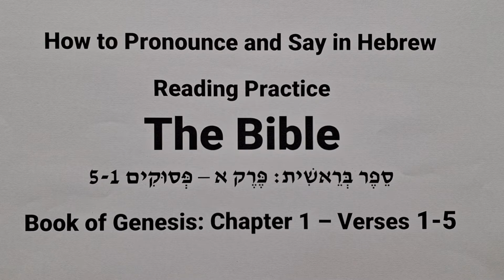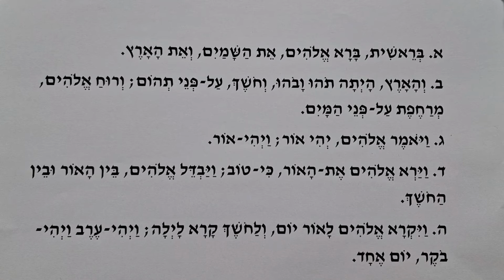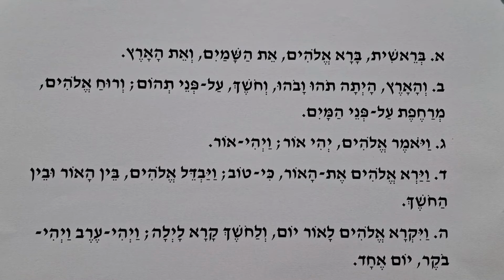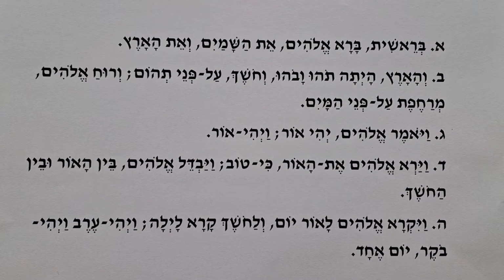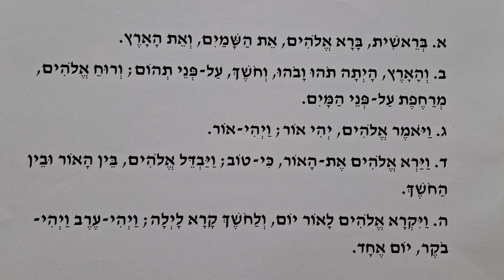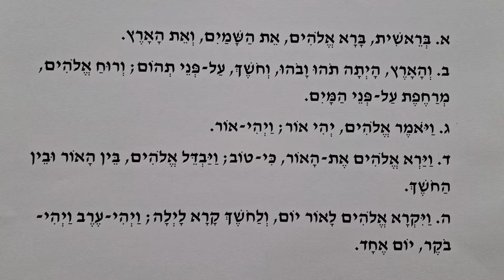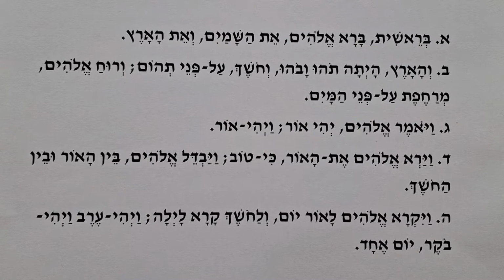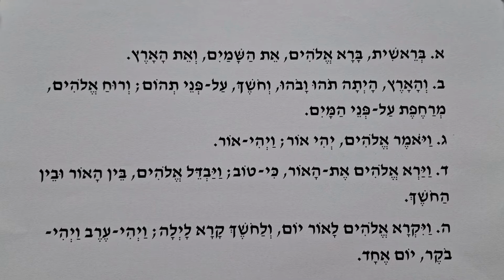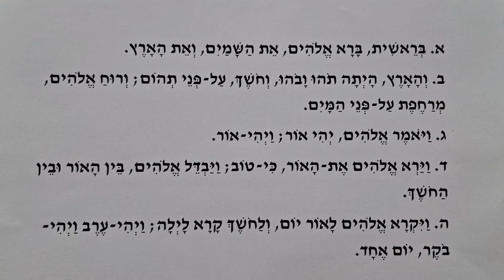So, the book of Genesis, chapter 1, verses 1 to 5. So, these are the five, but don't be intimidated because I will break it down and we'll talk about them with English explanation, translation, so it's going to be quite easy. And in the end of this movie, we will go back to this and you will see that you can read it.